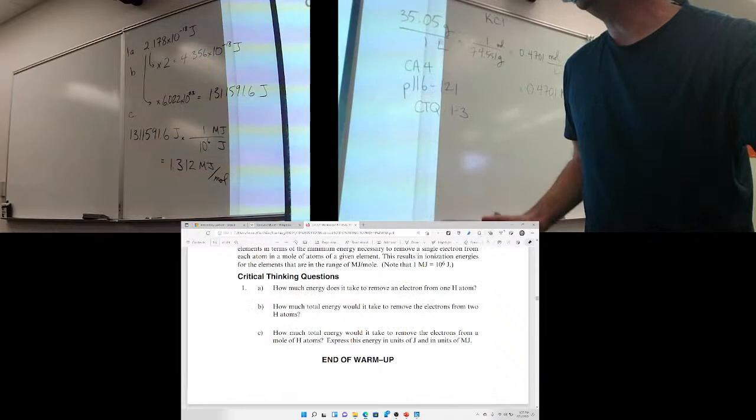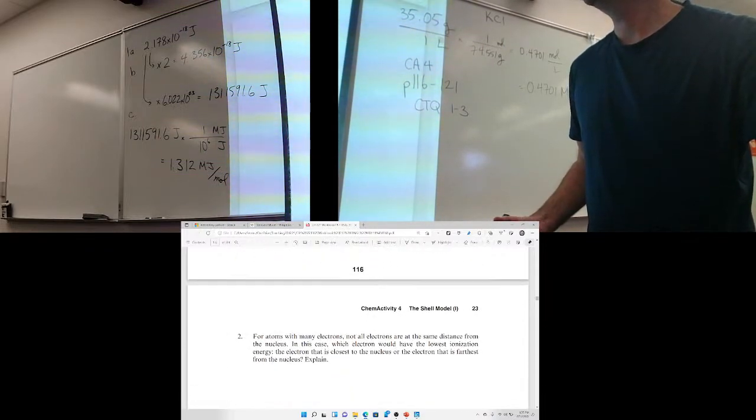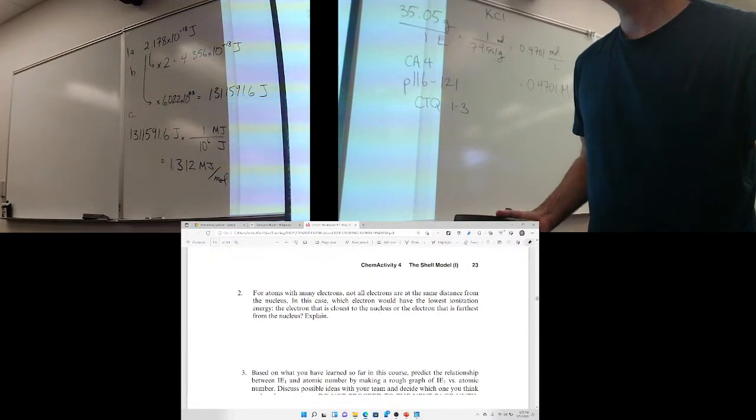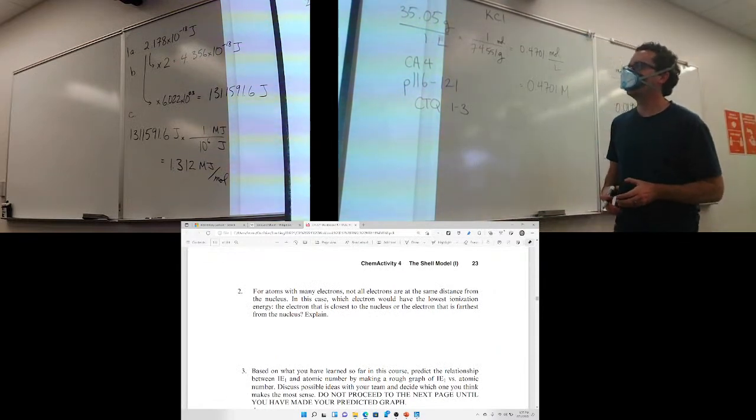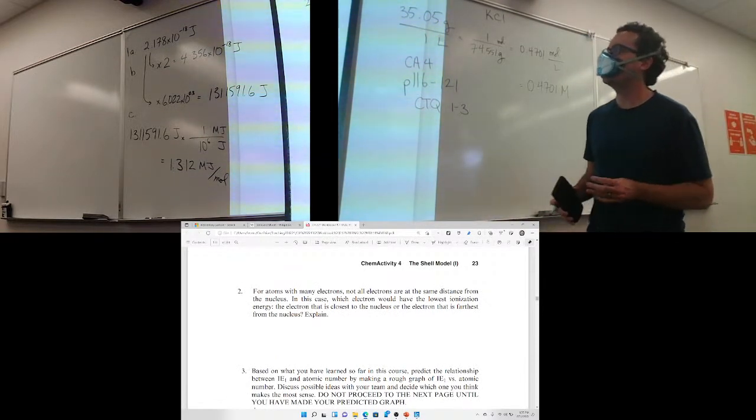So that's where these come from. And so for number 2, for atoms with many electrons, not all electrons are at the same distance.